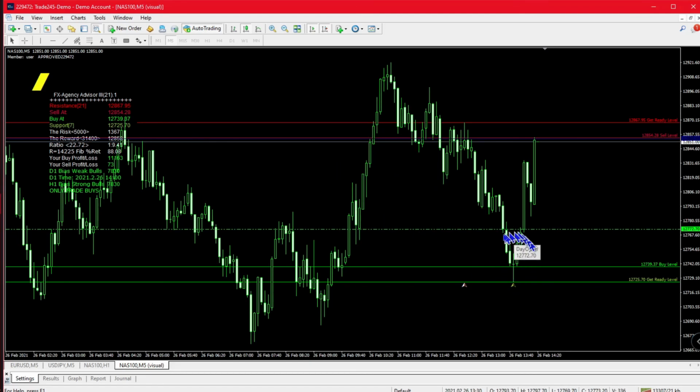So like right here, this is an evening star pattern, and it has crossed our buy level, so you would enter over here and then take profit at 1,500 pips. If you know what you're doing, it becomes easier to see when to enter the market.